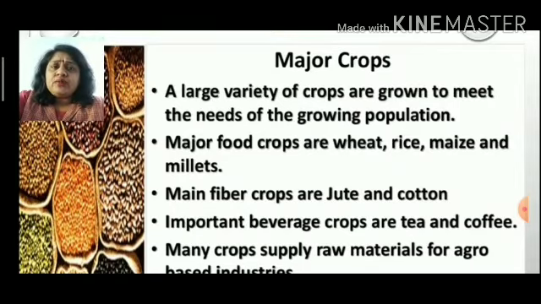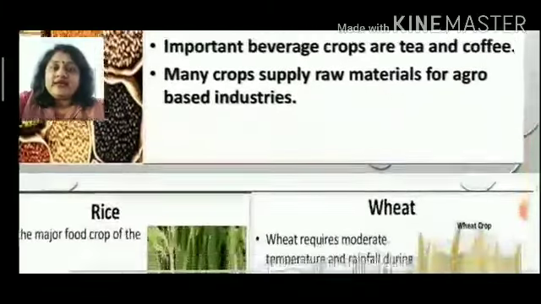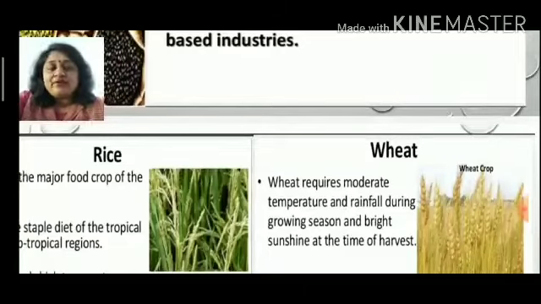Some main fiber crops are jute and cotton. As you all know, from jute bags are being made. Cotton is the basic raw material. Important beverage crops are tea and coffee, which people drink a lot. Many crops supply raw materials for agro-based industries.